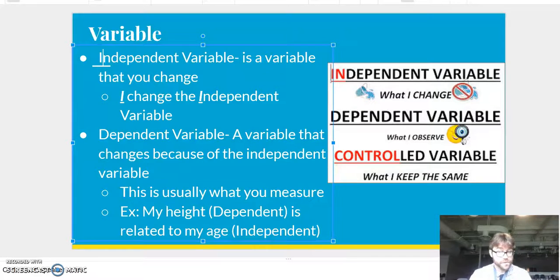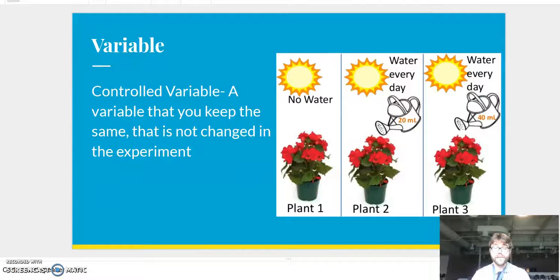Now, the easiest one to remember is right here, the control variable. This is a variable that does not change in the experiment. It is what you keep the same. So, for example, in this picture, the sun stays the same in every experiment. So the sun is a controlled variable, the weather. The flower pot stays the same in each experiment. So the flower pot would be our controlled variable.